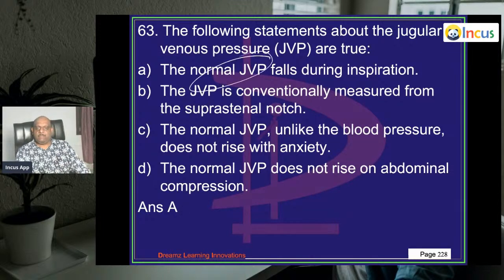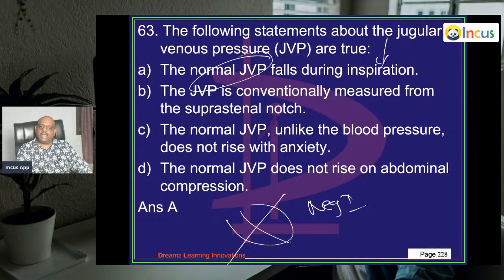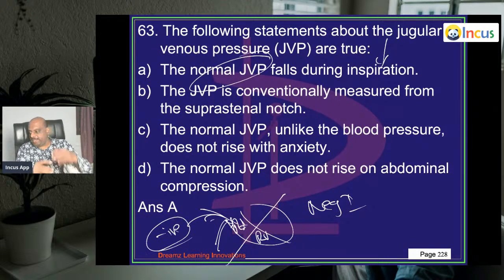The normal JVP falls during inspiration because inspiration will create negative intrathoracic pressure. So if you look at the heart, right atrium goes into right ventricle, SVC, IVC, they drain into RA. So whenever negative intrathoracic pressure is created by inspiration, it will suck the blood from the great veins into the heart. So the great veins and the JVP, they all collapse during inspiration.